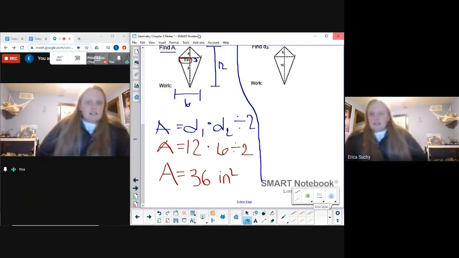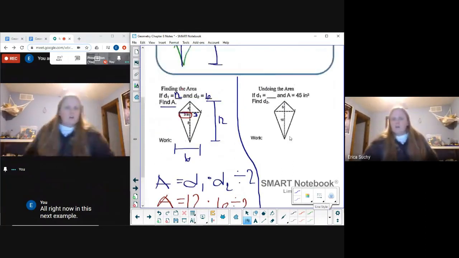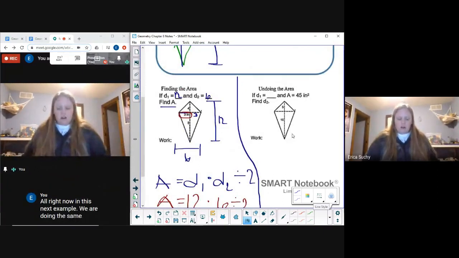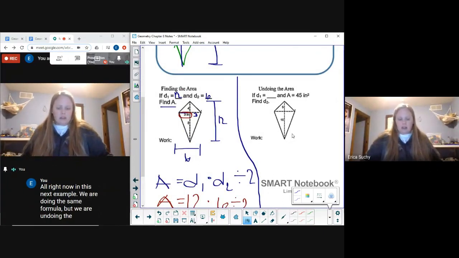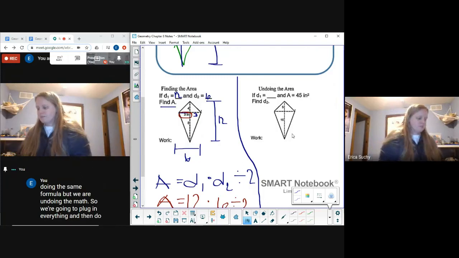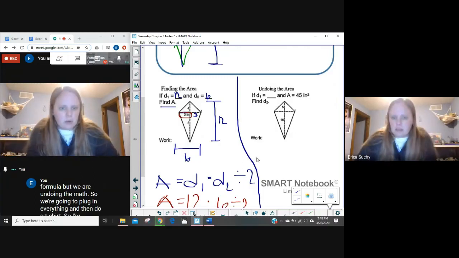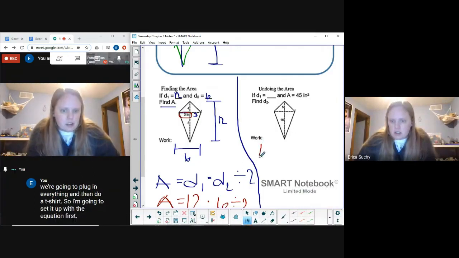All right, now in this next example, we are doing the same formula, but we are undoing the math. So we're going to plug in everything and then do a t-chart. So I'm going to set it up with the equation first. Area equals diagonal 1 times diagonal 2 divided by 2.